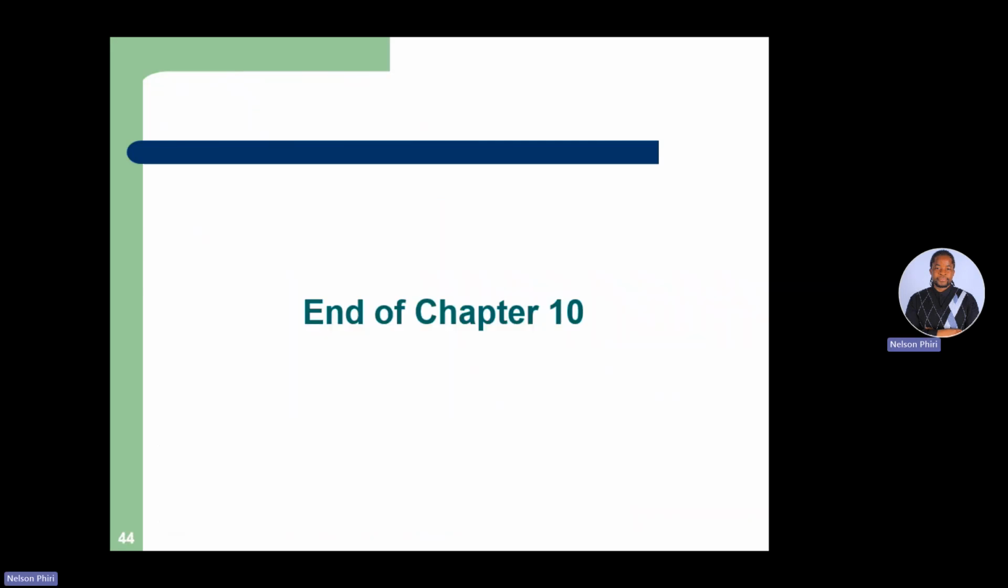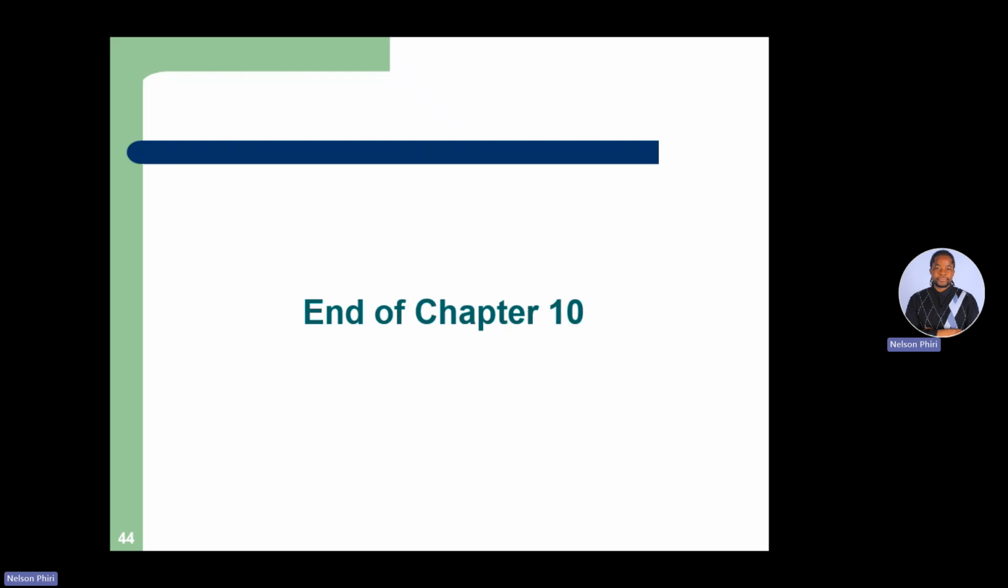So that marks the end of chapter 10. These are the important elements that you need to know in as far as this chapter is concerned.